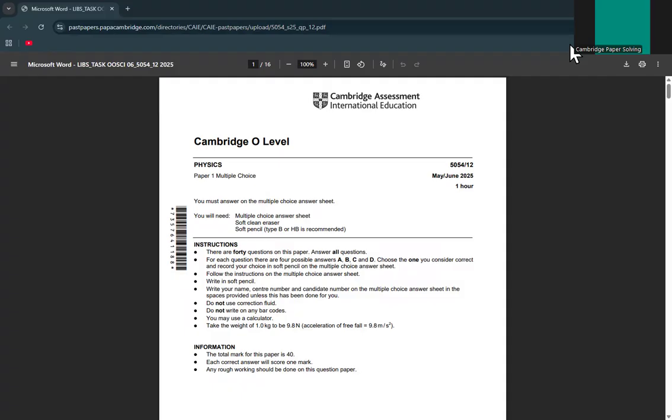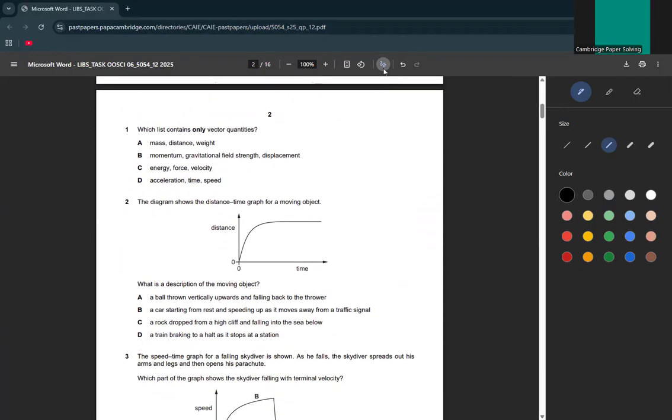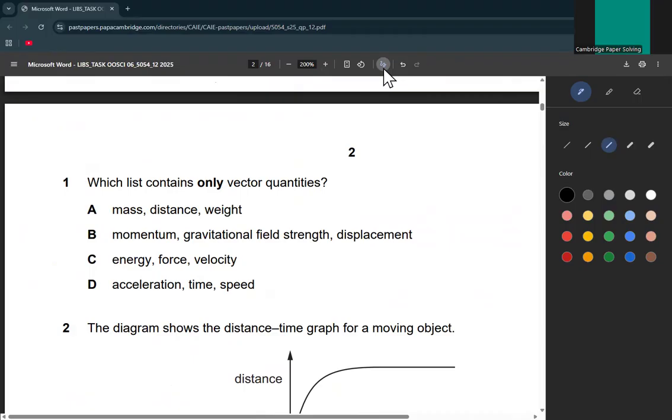So today we'll be solving physics paper 1 of May June 2025, and the code is 12, variant 2 basically. Okay, so let's start. Let's start.